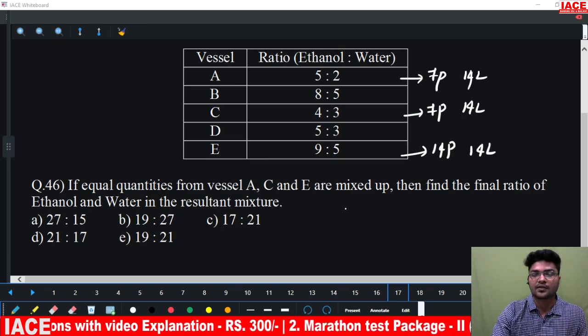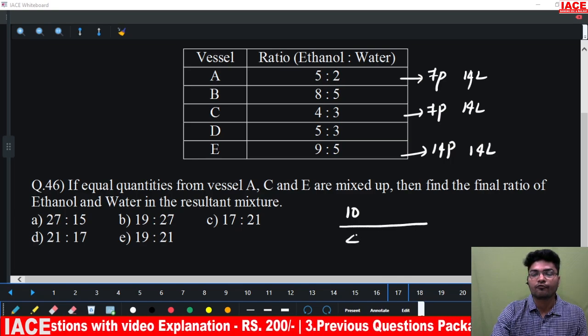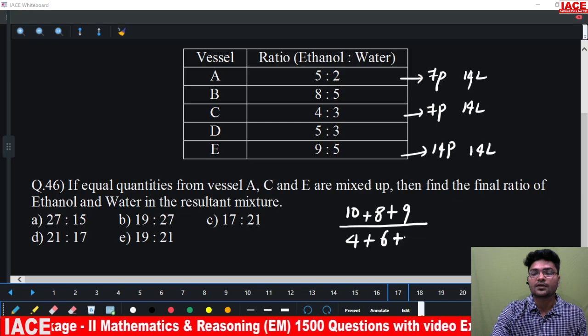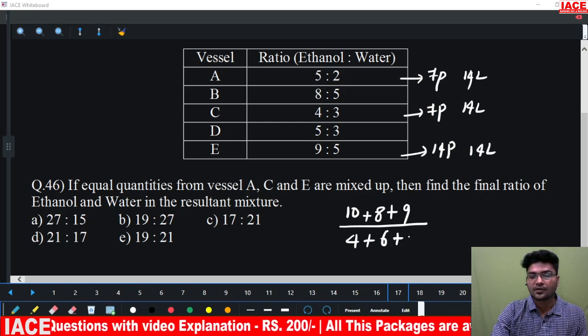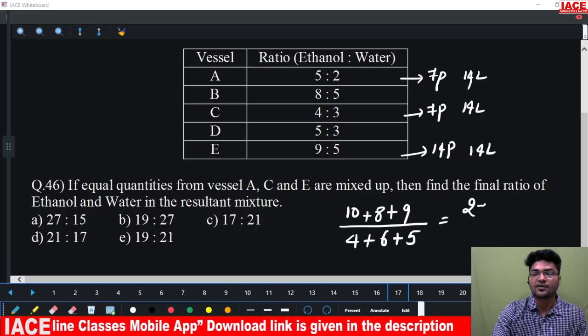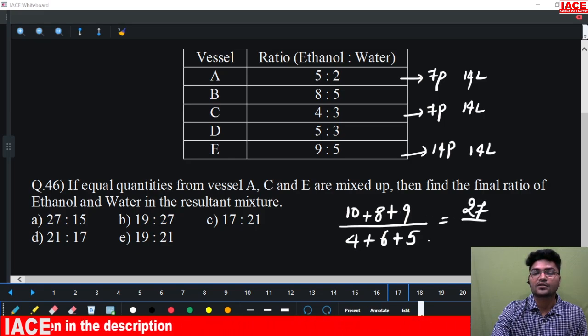So for A, ethanol will be 10 and water will be 4. For C, ethanol will be 8 and water will be 6. For E, ethanol will be 9 and water will be 5. So this is 10 plus 8 plus 9, 27, divided by 4 plus 6 plus 5.